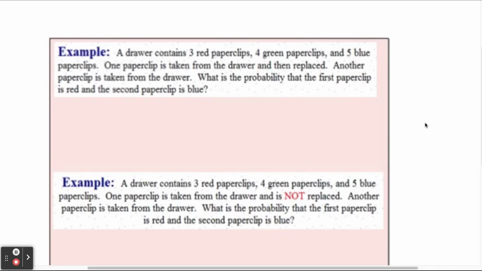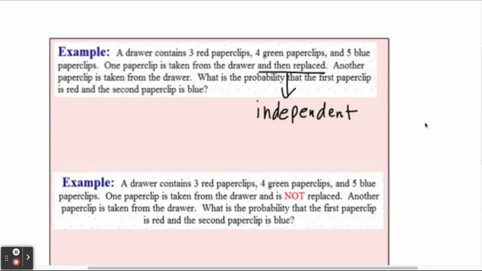Let's pull out some of the important information here that we just talked about. First thing is, in that second sentence, I see that it says and then replaced. So I'm going to take a paper clip out, but then I'm just going to put it back in the drawer. And like we said when we were trying to determine if it's independent or dependent, if you replace the item, then it is independent. The two events are independent.